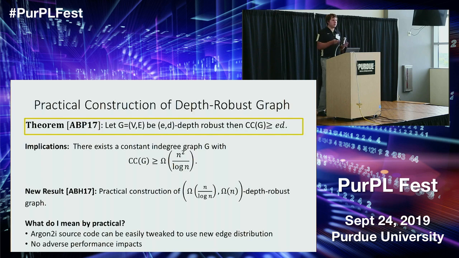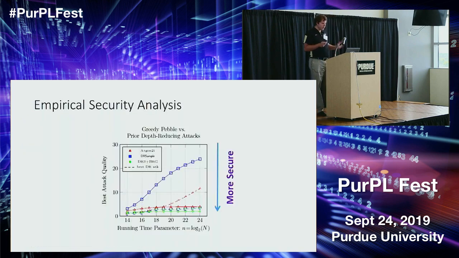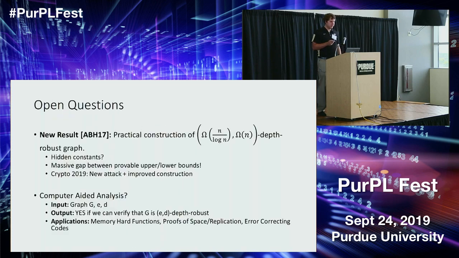Now, it's practical. We've actually implemented it. So you can tweak the Argon2i source code, and the algorithm runs just as fast as Argon2i, except now it's more secure. So yeah, empirical security analysis matches this intuition. Since I'm running short on time, I'm going to jump over that and look at some open questions, though.